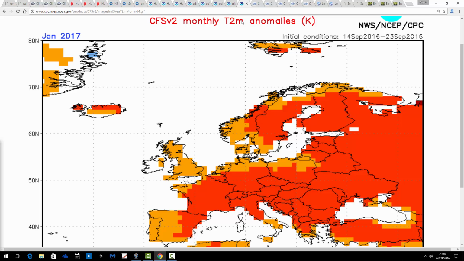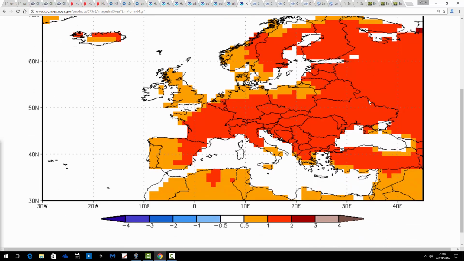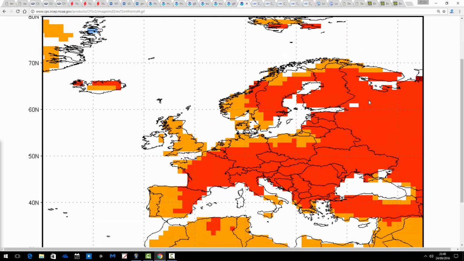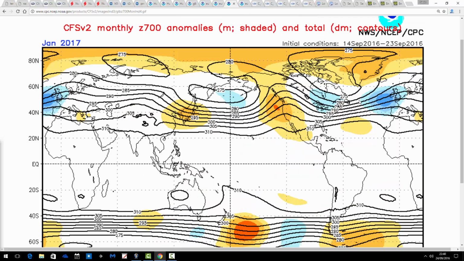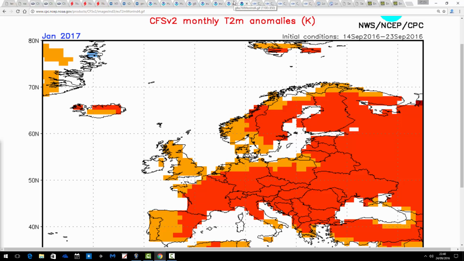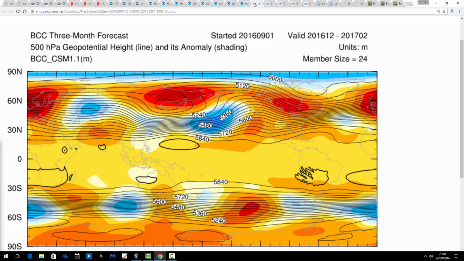It's virtually identical to that winter temperature anomaly we were just looking at. And generally, it's just a sea of red. Again, red and orange above average temperature anomalies across the whole of Europe. It really is quite odd what the CFS is doing. I can't explain why that 700 millibar height anomaly for January should lead to that temperature anomaly. But I can only show you the charts as they come out.